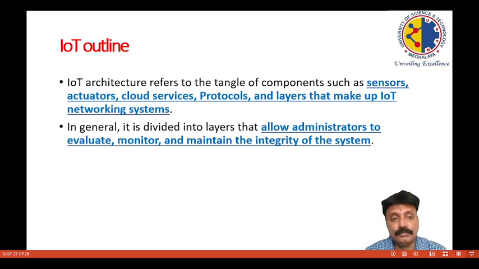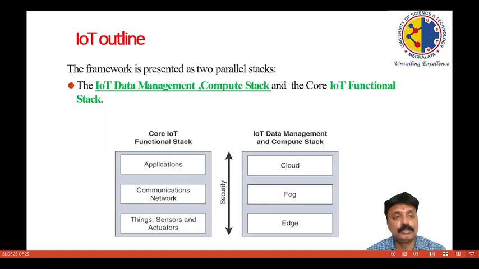Now the IoT outline view. The architecture refers to the tangle of components such as sensors, actuators, cloud services, protocols, and layers that make up IoT networking systems. In general, it is divided into layers that allow administrators to evaluate, monitor, and maintain the integrity of the system. Now we can see the framework, which is presented in two parallel stacks: the IoT data management and compute stack, and the core IoT functional stack. In the core IoT functional stack, there are applications, communications, and things, that is, sensors and actuators. Security can take place at this level. The IoT data management and compute stack will consist of the cloud, the edge, and in between, the fog is also considered.